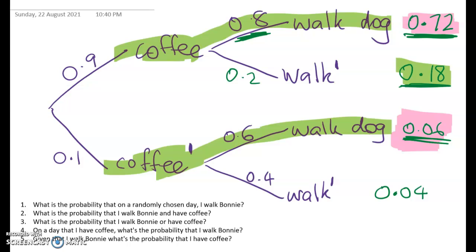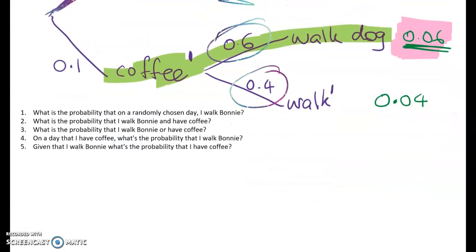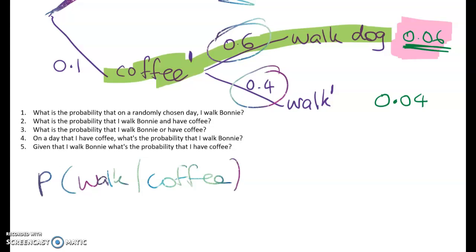Because when I have a tree diagram, these probabilities here, these ones here and here and here and here, are conditional probabilities, right? So on a day that I have coffee means go to the end of that branch and then say, what's the probability that I walk her? So the answer is going to be simply 0.8. So the probability, given that I have coffee, that I walk Bonnie is 0.8.